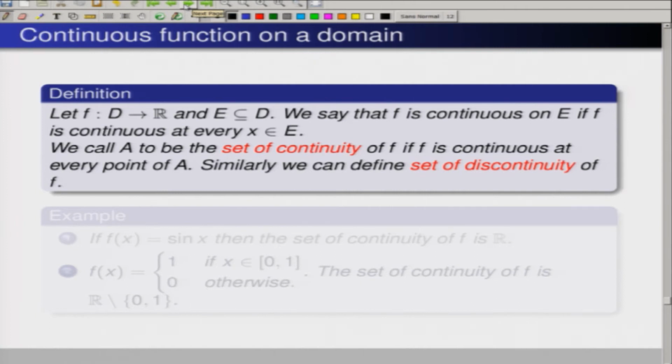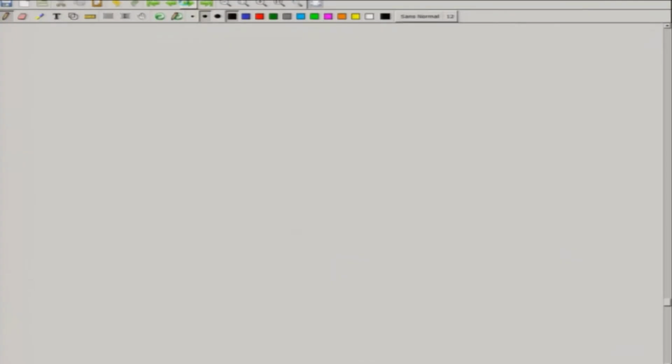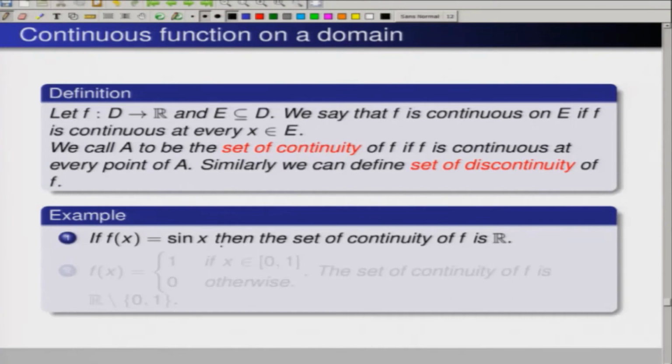and we can define the set of discontinuity of f. A is a subset of the domain D, and we say that A is a set of discontinuity of f if f is not continuous at every point of that set. So, let us see an example. Suppose f of x equals sin x, then the set of continuity of f is R.